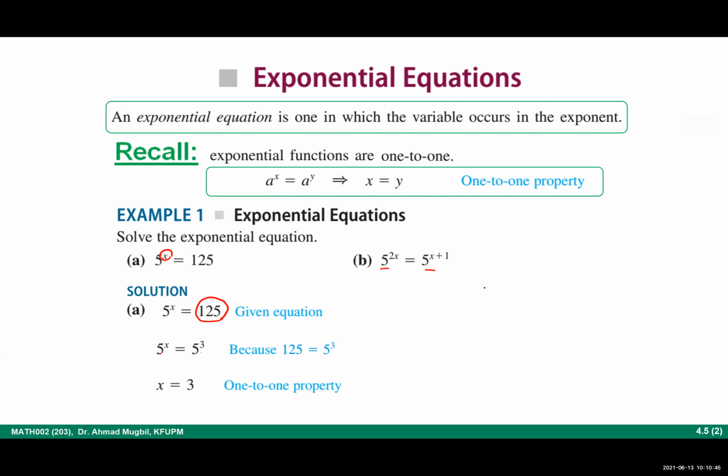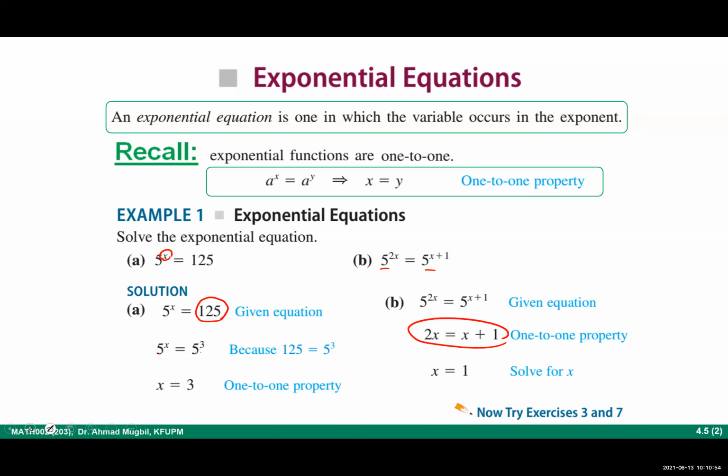Similarly here, ya shabab, the same base, so the exponents will be the same. Linear equation, solve it, x is 1. You can check your answer.